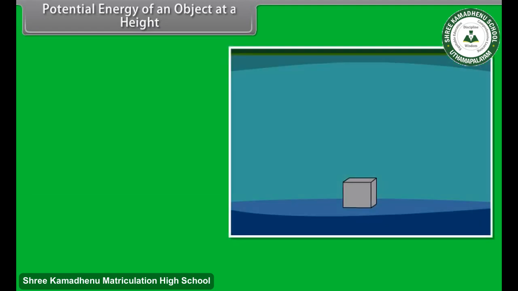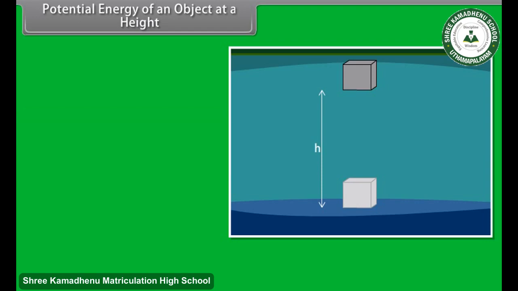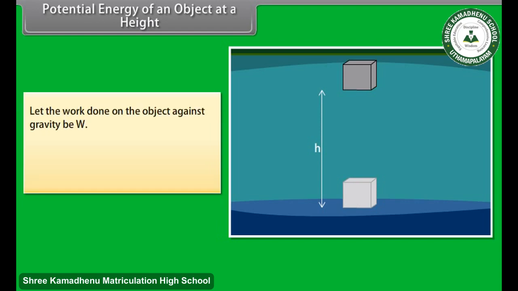Let's find out the expression for the gravitational potential energy of an object at a height. Consider an object of mass m. Let it be raised through a height h from the ground. A force is required to do this. The minimum force required to raise the object is equal to the weight of the object. The object gains energy equal to the work done on it. Let the work done on the object against gravity be W. That is, work done, W, is equal to force times displacement, which is equal to mg times h, which is equal to mgh.